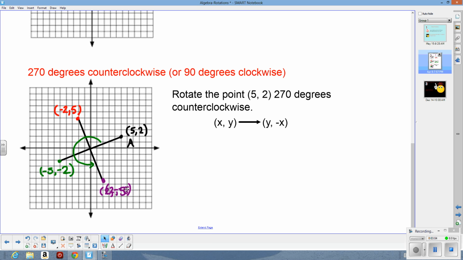Something else happened here. This point is (2, -5). So what happened here is the x and y switched places, and the x number became the opposite. So (5, 2) ends up becoming (2, -5).